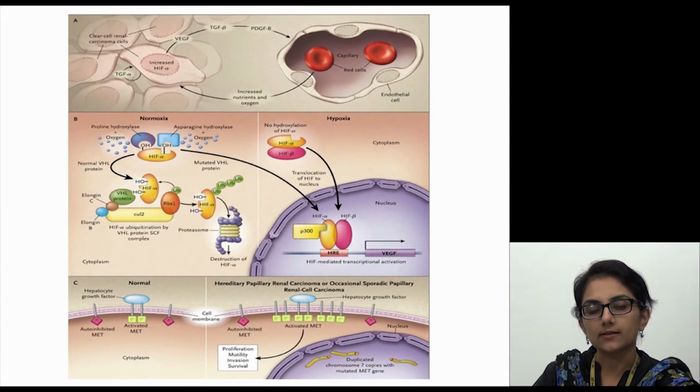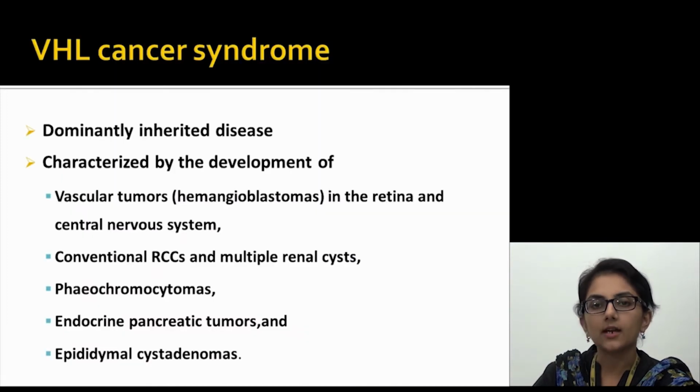So the VHL cancer syndrome is an autosomal dominant inherited syndrome, and it's characterized by the development of these vascular tumors, including conventional RCCs along with multiple bilateral renal cysts and hemangioblastomas in the retina and in the cerebellum, along with other tumors like pheochromocytomas, endocrine pancreatic tumors, and epididymal cystadenomas. But it's easy for us to remember the vascular tumors as it's associated with the pathogenesis.